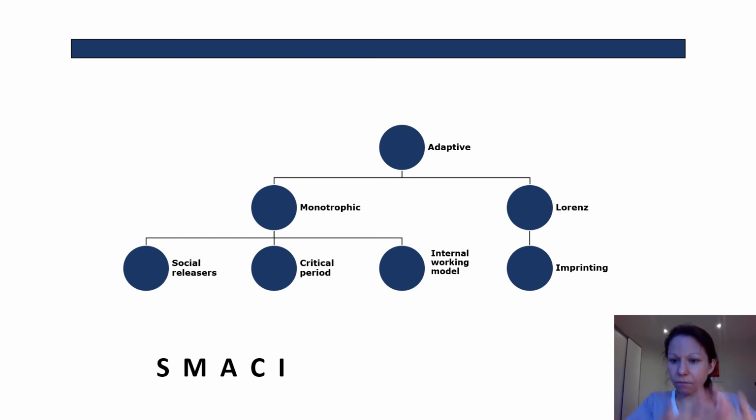Okay, so that's the theory, if you like, represented as that diagram, and we're remembering our letters, SMACI: social releasers, monotropy, adaptation, critical period, internal working model. So what I would do if I were you is I would pause this, turn that into a flashcard, and take some time to start the process. We know it doesn't happen this quickly, but start the process of memorising that and using that as a little memory aid, okay?